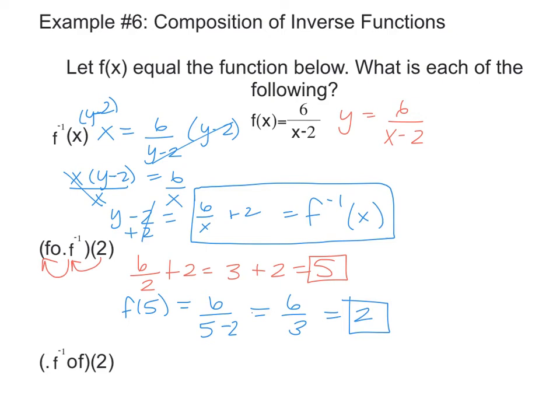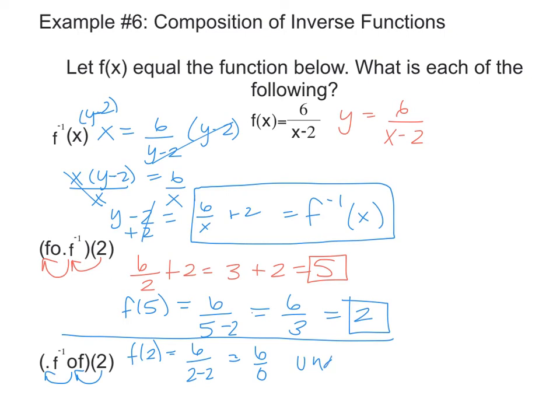Okay, let's do the second one. Again, this one is saying 2 goes into f, and then whatever that answer is goes into the inverse. So I'm going to break this up a little bit. If 2 goes into f, that would be f of 2 equal to 6 over 2 minus 2, which is really 6 over 0, so this is undefined. And since this is undefined, this is as far as we can go, so we would stop here.